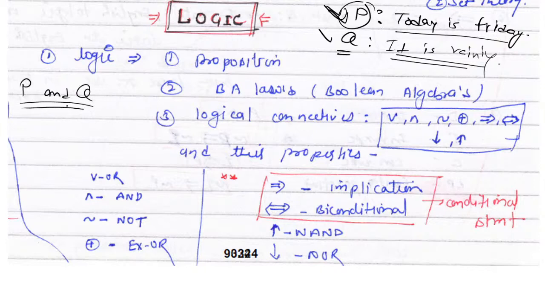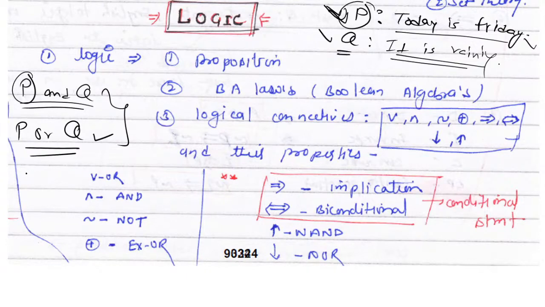What will be this proposition? P is today is Friday, so it will be: today is Friday and it is raining. So that has become a new proposition. Similarly, I can create a new proposition like P or Q. It will be: today is Friday or it is raining. This is how we can construct new propositions from existing propositions.